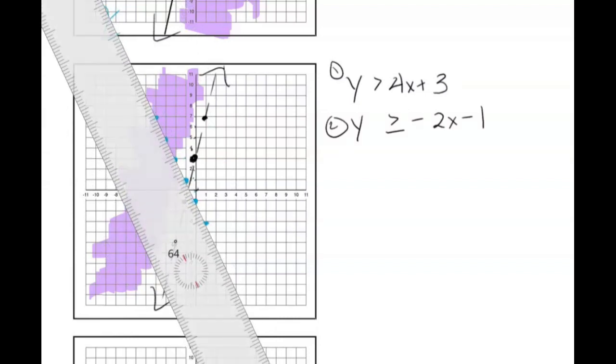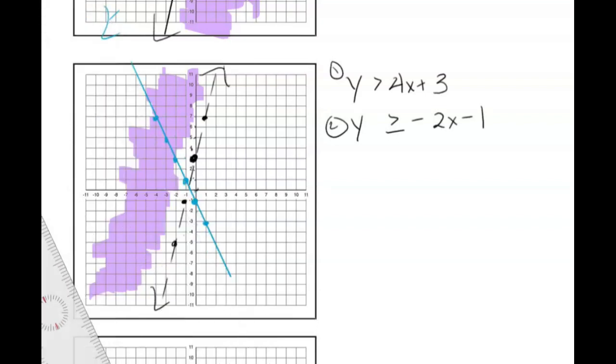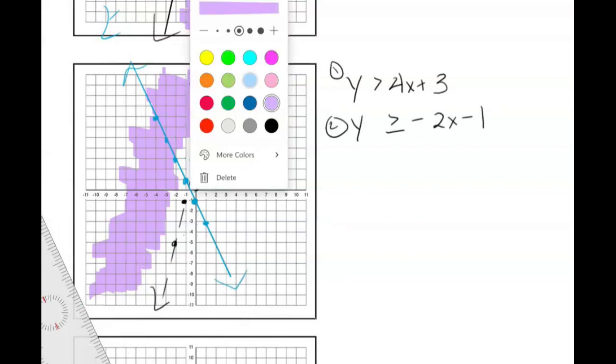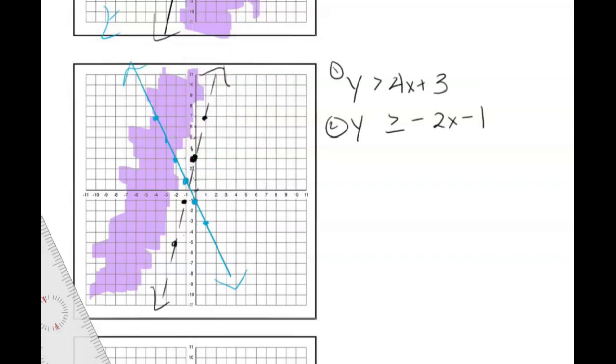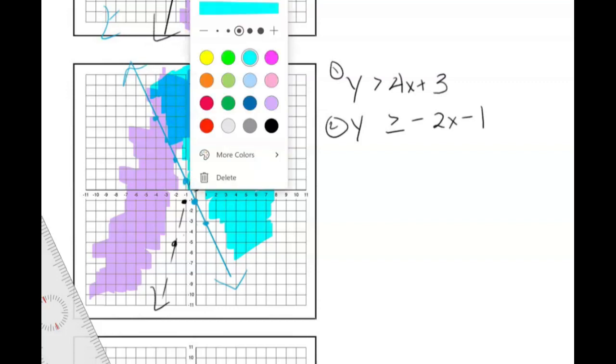Hopefully you see solid there. It's equal to. All right. And then the question is, where do we shade? Oh no, I did that blue. So this is also y greater than, which would cause me to shade over here. And then look at that, it even changed colors for me. That's fun. Where's my point of intersection?